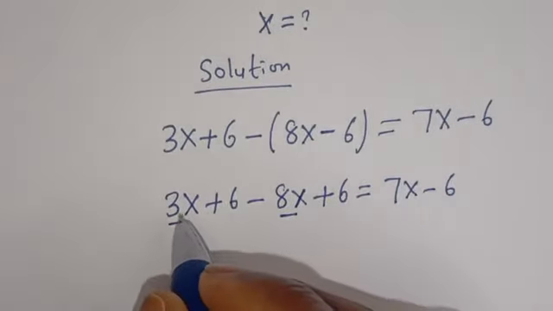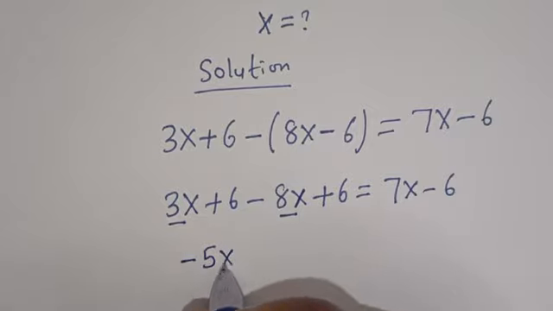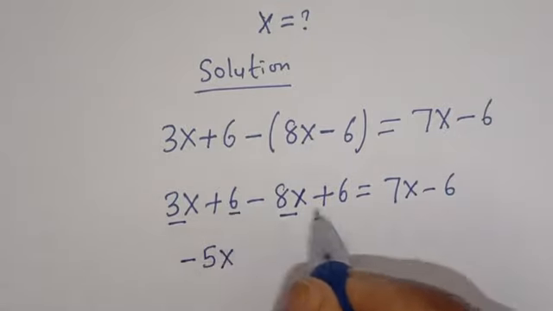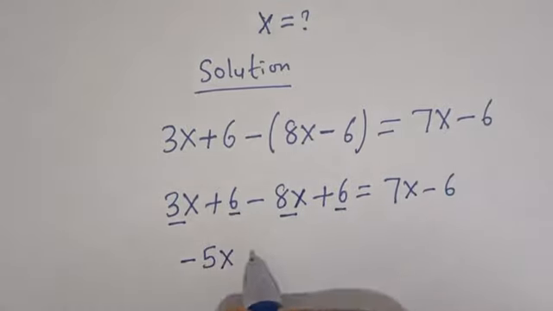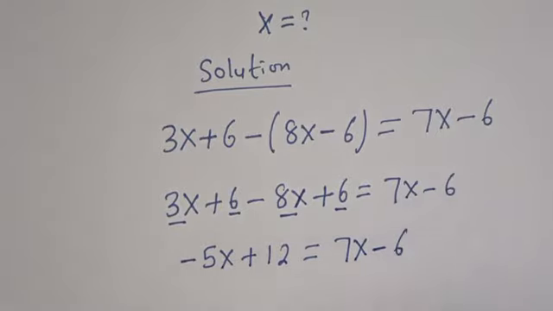Let's consider the left hand side. 3s minus 8s, we have minus 5s. Then here we have 6 and the 6 here. 6 plus 6, that is plus 12, is equal to 7s minus 6.